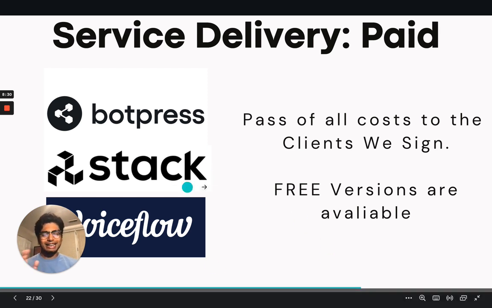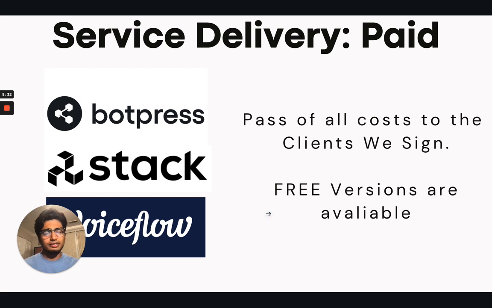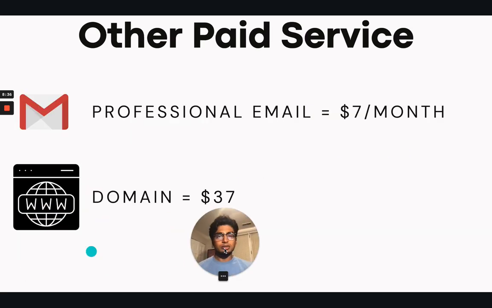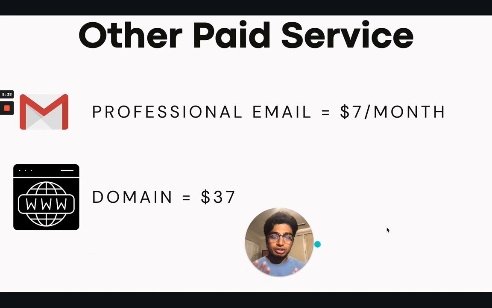Stack AI is the only one that's a little bit iffy. It's a little bit expensive, but BotPress, 100% you can get started for free. Now, some other paid services I use, I have a professional email with my domain name, which costs me about $7 a month. And then my domain, my goodness, I cannot speak. My domain actually costs me $37. And then there's like a small hosting fee and stuff like that. If you guys want a great way to grab a cool domain, go over to namecheap.com. That's where I grabbed mine.